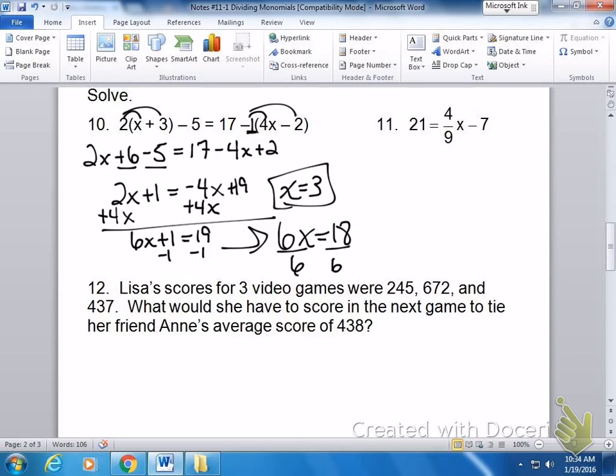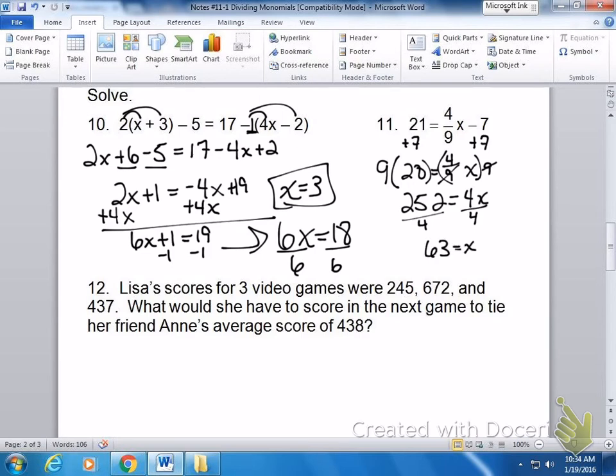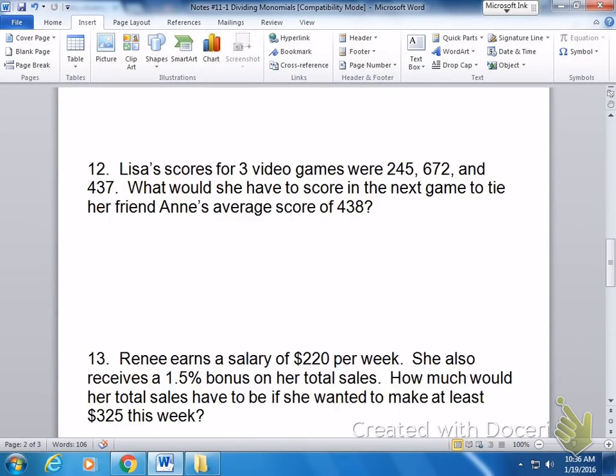Now, number 11, the first thing I want to do is try to get x by itself, and I can add 7 pretty easy. I get 28 equals 4 over 9x. Now I'm going to get rid of my fraction by multiplying everything by the denominator, 9. Nine times 28 is 252. The 9's cancel. It leaves me 4x. I then divide both sides by 4. And I got that 63 equals x. Okay, so not very hard problems. You just got to remember how to do it. Let's go on to the last two.